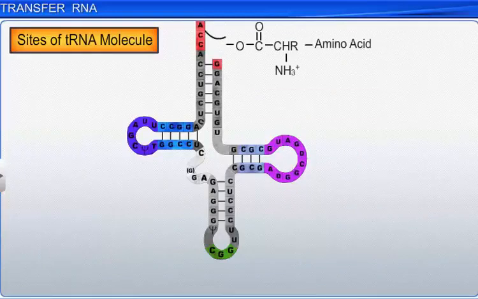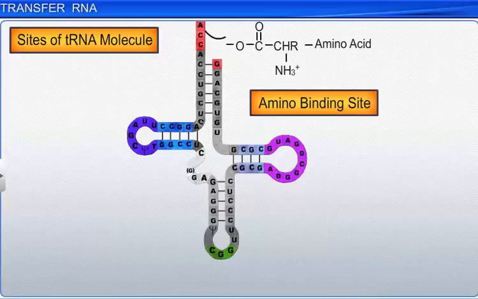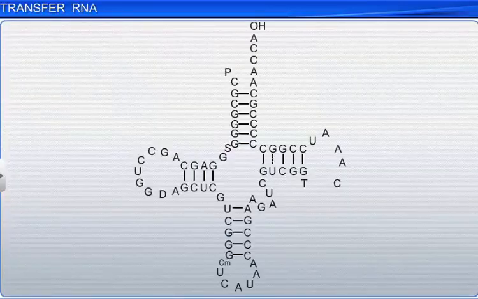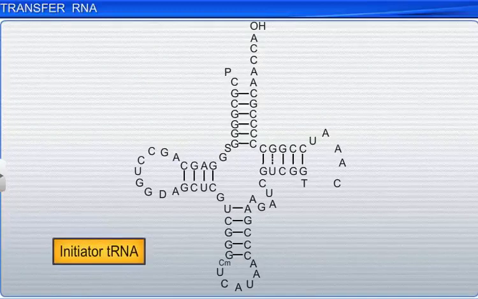Did you know that there is a specific tRNA for each of the 20 amino acids found in the human body? Also, there is a specific tRNA called initiator tRNA, which initiates the process of protein synthesis. However, there are no tRNAs for stop codons.